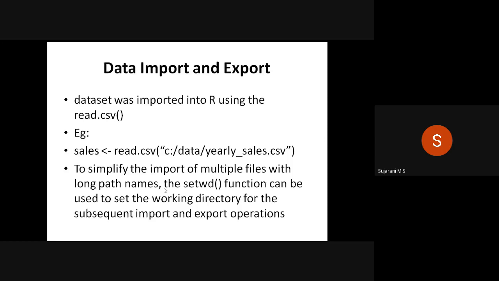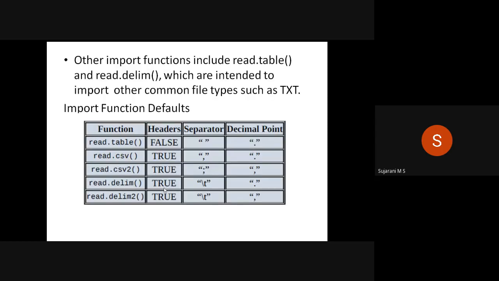Okay, read.csv. Some other functions are there, in the next slide. Some other functions are read.table and read.delim, which are intended to import other common file types such as text files. You can also read CSV files with them. So the read.csv function can read a CSV file. If we want to read text files, we can use read.table or the read.delim function. Some commonly used import functions in our programs are listed in the table.